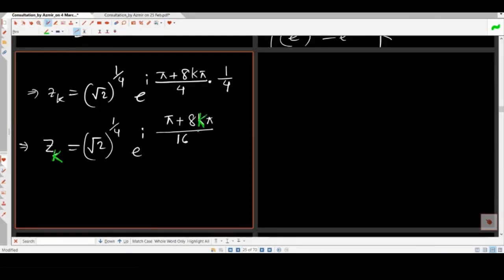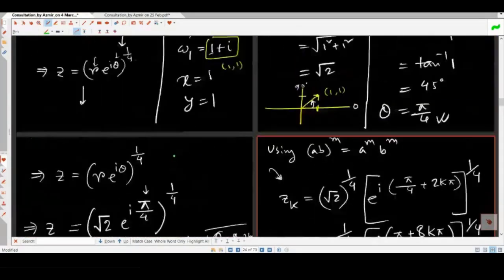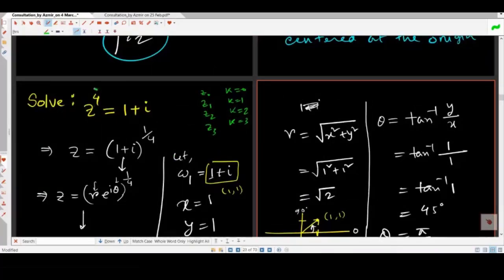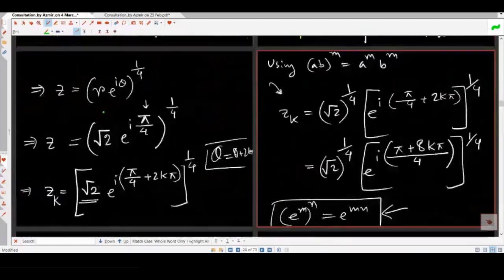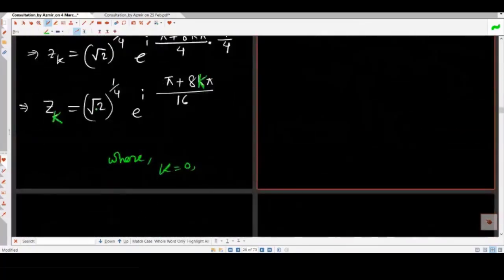So where k is 0, positive negative 1, positive negative 2, like that. But for this specific problem, we actually have 4 solutions because it is with z power 4. So that means we can start from k equals 0, k equals 1, k equals 2, k equals 3. So this is how we can find all the solutions.